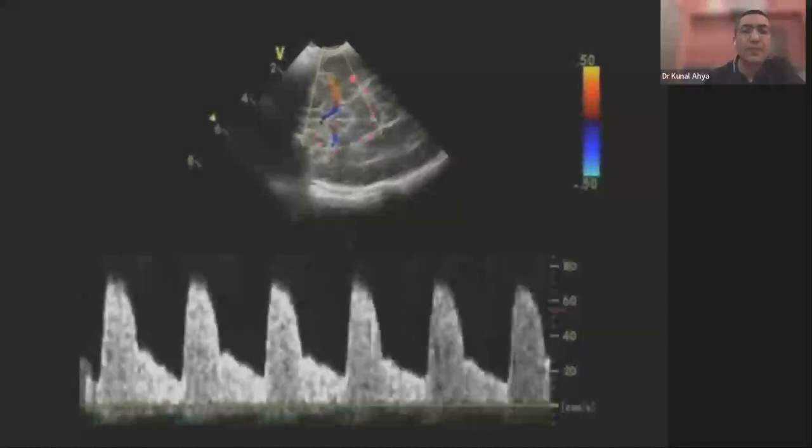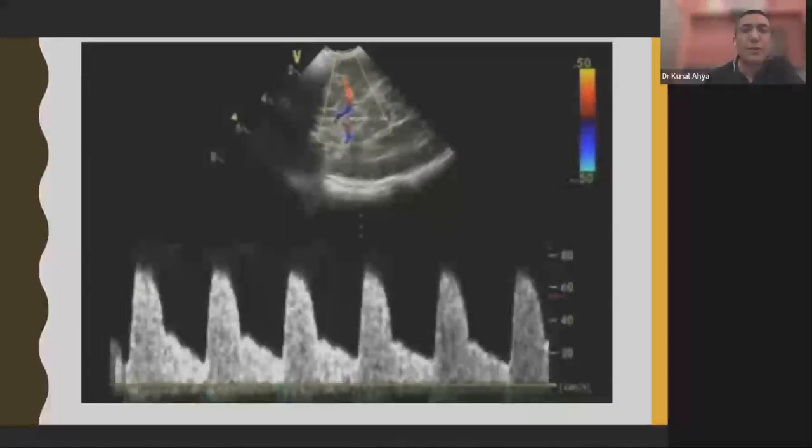First, you look at the color. Then you put your pulse wave gate, identify the middle cerebral artery, and minimize the angle of insonation. You put your pulse wave gate over here, and then you start the pulse wave. This is the pattern that you see. Again, as I had shown you previously, you look for the peak systolic and the end diastolic velocities over here. Based on this, you will have to measure the RI in the baby.